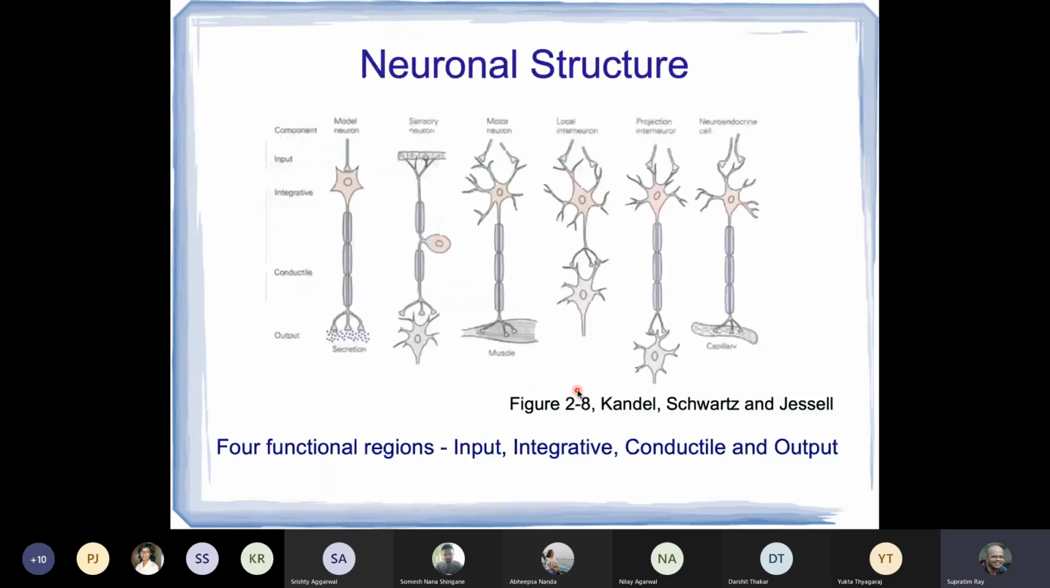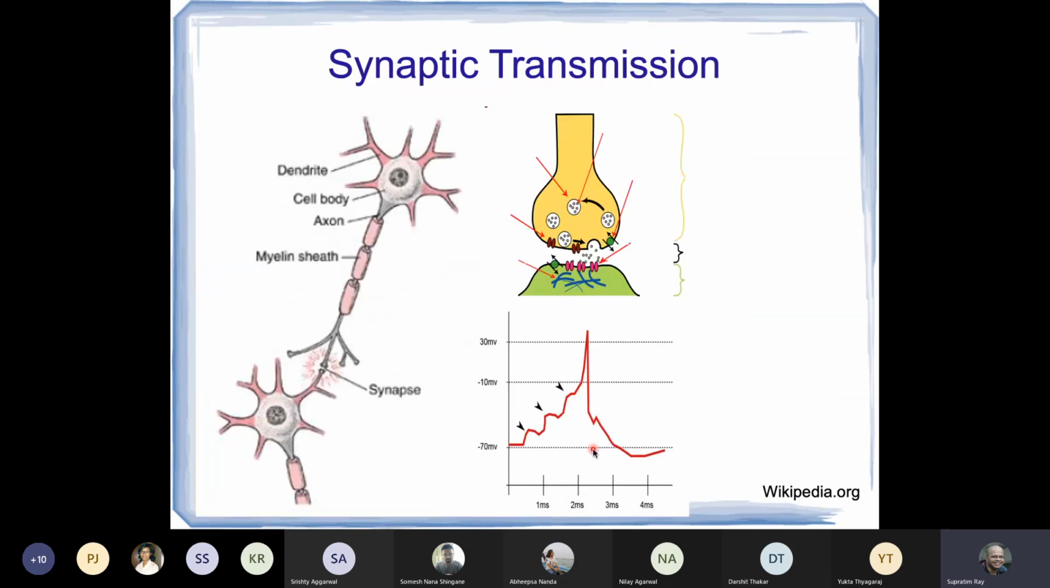Okay, so again, a quick review. This is how a neuron looks, right? We did this in the previous class. These are the functional regions. And if you remember, one neuron is connected to another neuron through what is called a synapse. This is the axon of the presynaptic neuron, let's say from LGN, and this is the postsynaptic neuron, the V1 neuron, let's say.